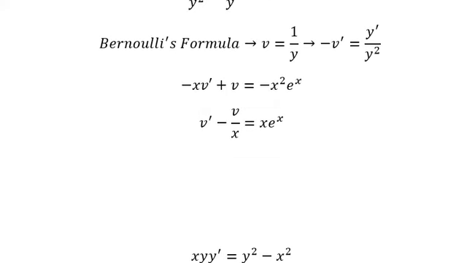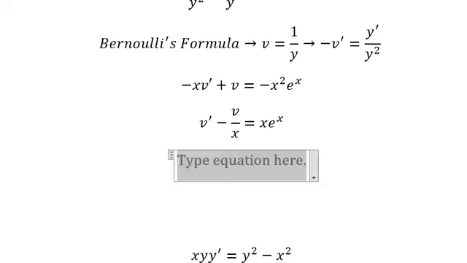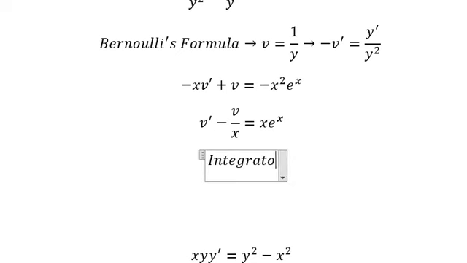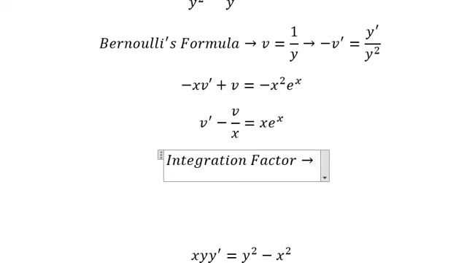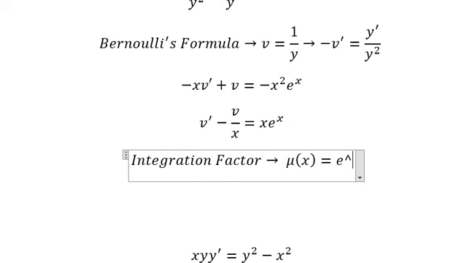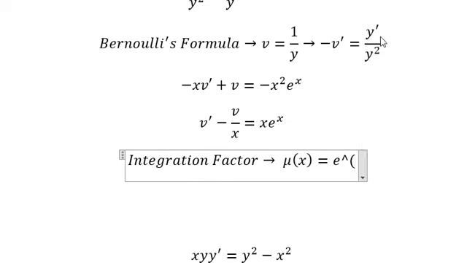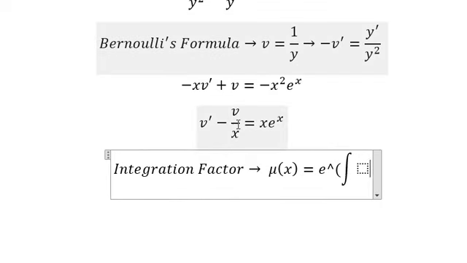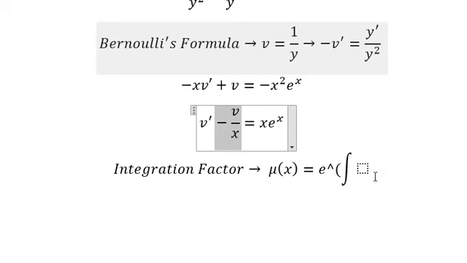Next, we need to find the integrating factor. So we have mu of s equals e to the power of the integral of negative 1 over s. That's it from here.